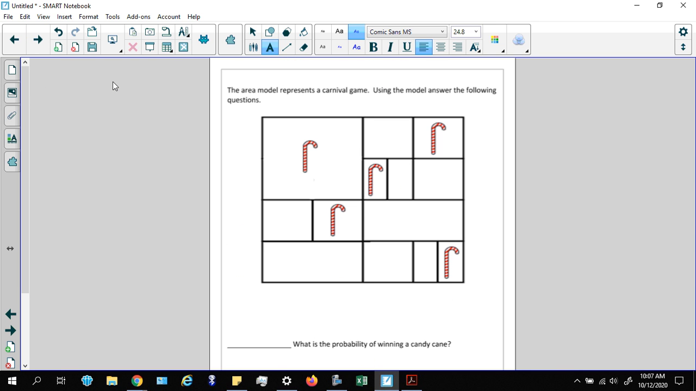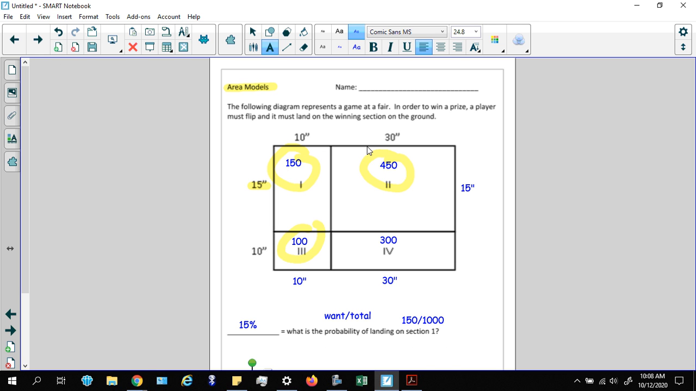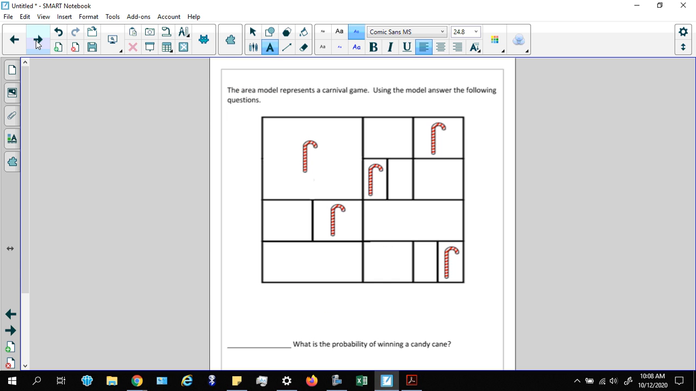Now this area model is a little more challenging because it doesn't give you the dimensions. On the last area model, the width and height of each section was given, but here it's not. This is what I recommend, and this is what's really going to make life a lot easier: start with the smallest section. Let me go ahead and write this. It'd be nice if I spelled it right.